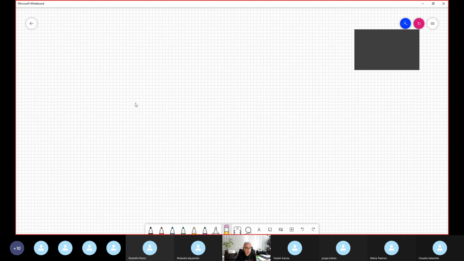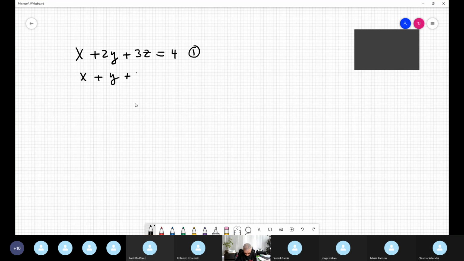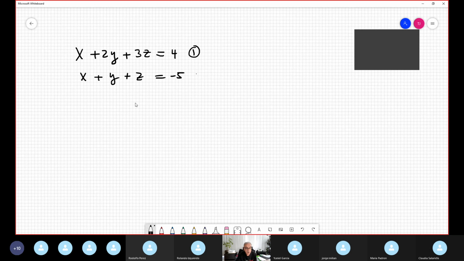Suppose I have x plus 2y plus 3z equal 4. Equation 1. x plus y plus z equal -5. Equation 2. And x minus 2z equal -6. Suppose that system. In the previous class we write only one matrix, it's the augmented matrix.